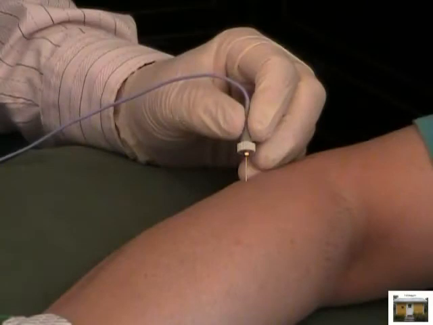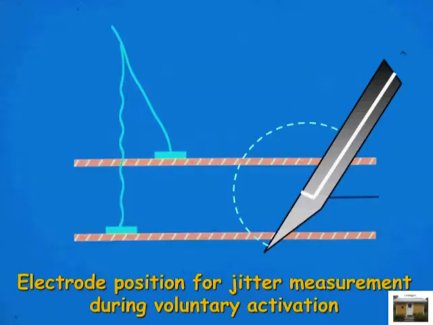Let's move on now to the technique of jitter measurements made during voluntary activation. To measure jitter during voluntary activation, the electrode is placed so that it is recording with adequate amplitude and rise time action potentials from two muscle fibers that are activated by the same motor unit. This is done during slight voluntary activation.